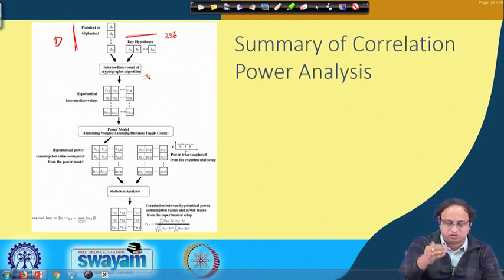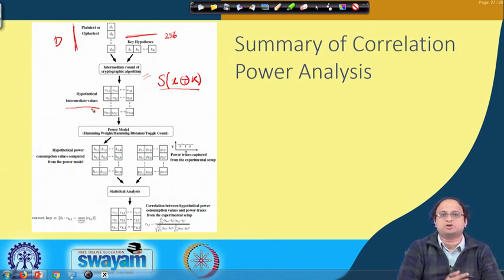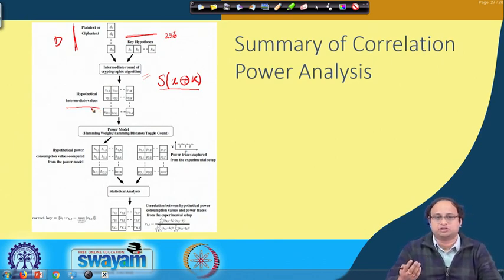When you are doing it from the plain text, you will not calculate the inverse S box, but you will apply the forward operation. You take the plain text portion, XOR it with your guess and calculate the S box, and you get the state. That state is denoted here as the hypothetical intermediate values. Hypothetical, because you are guessing the key. You do not know whether that is the actual state or not.